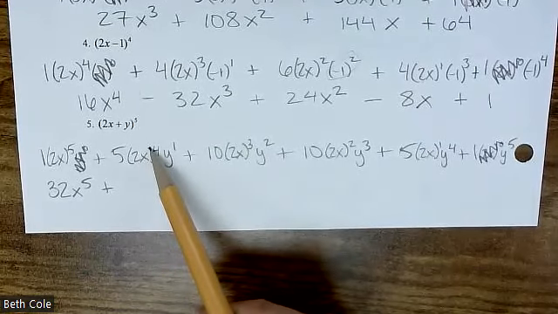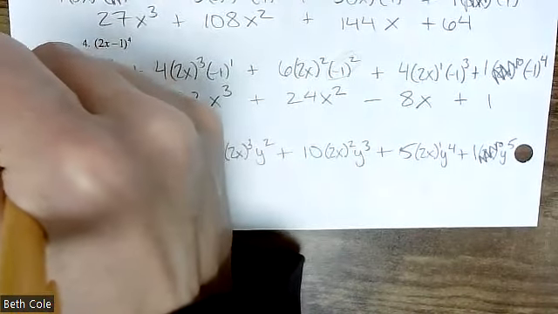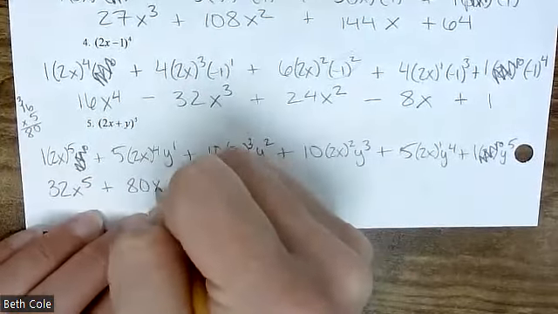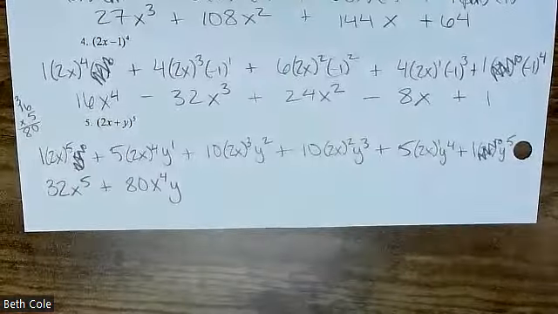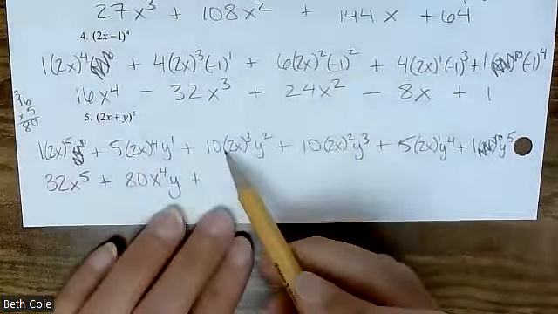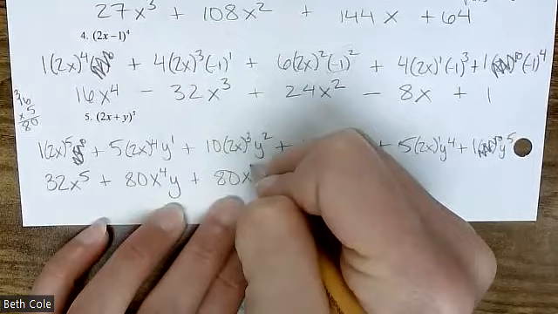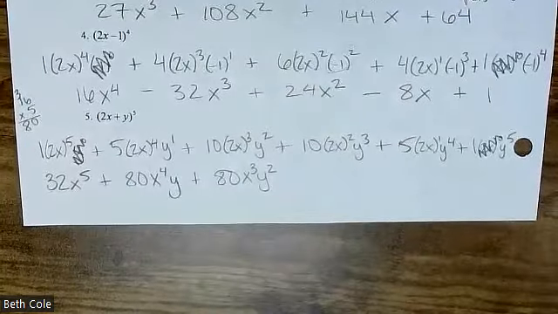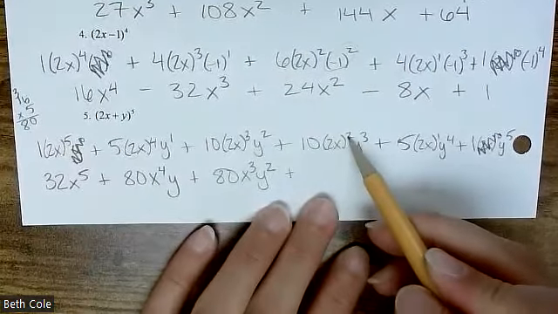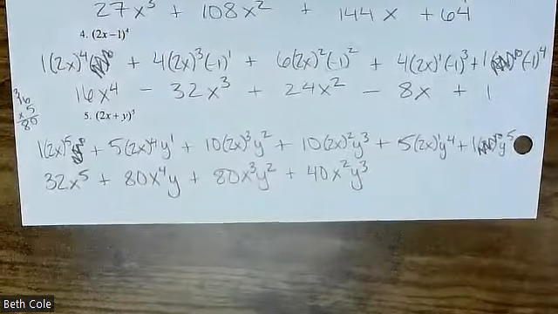2 to the 4th is 16 times 5. Ooh, close. 80. So you get 80x to the 4th times y. You can drop the 1, or you can write the 1 if you want to. All right, 2 to the 3rd is 8 times 10 is 80. So 80x cubed y squared plus 2 squared. 4 times 10, 40, x squared y to the 3rd.